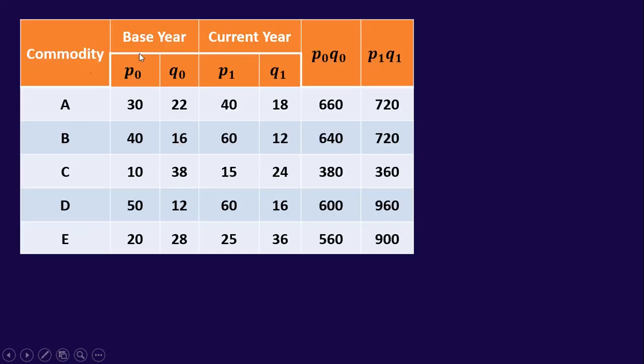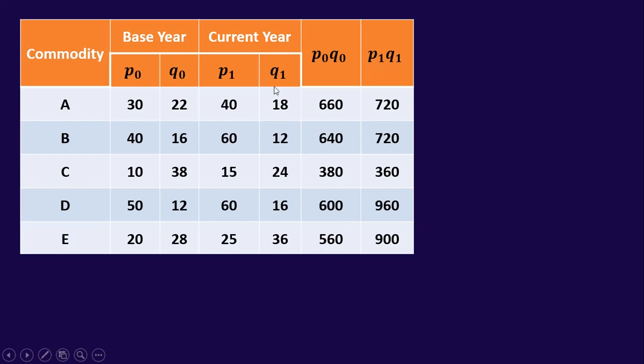Commodities, base year prices P0, base year quantities Q0, current year prices P1, current year quantities Q1. Now we require the summation P0 Q0, so we prepare a column for P0 Q0. These are values of P0, these are values of Q0. Product of these two: 30 into 22, 660; 40 into 16, 640; and we prepare this column.